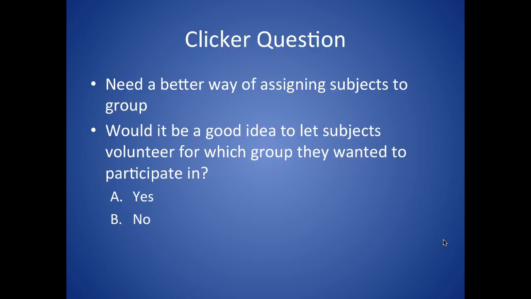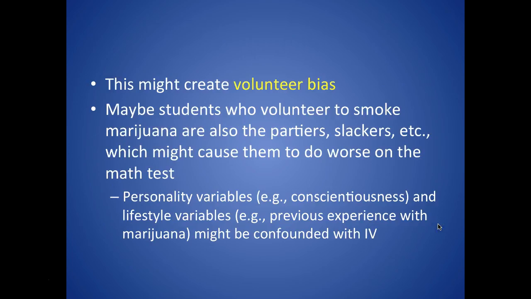So you need a better way of assigning subjects to the groups, and would it be a good idea to let subjects volunteer for which group they wanted to participate in? The answer to this is no. That would be self-selection or volunteer bias. Maybe students who volunteer to smoke marijuana are also the partiers, the slackers. It might cause them to do worse on the math test. Again, you'd have confounding.